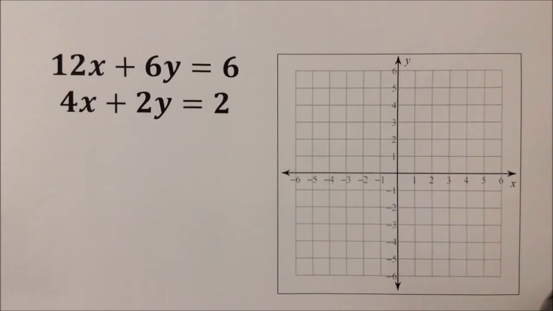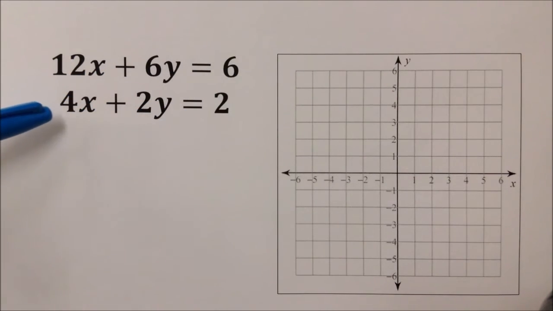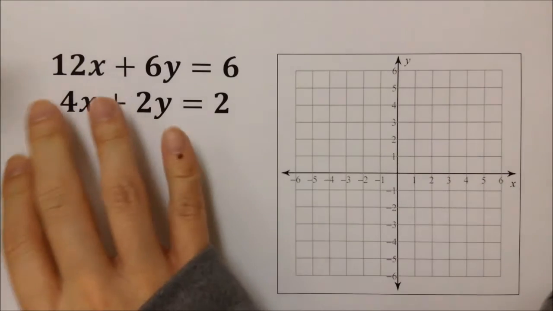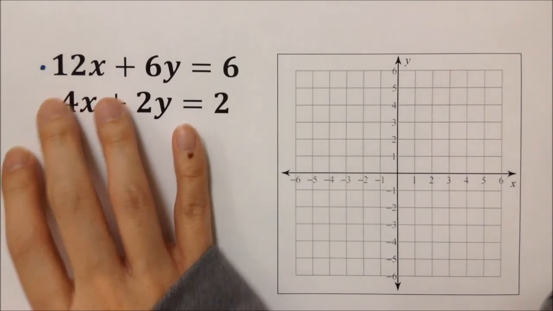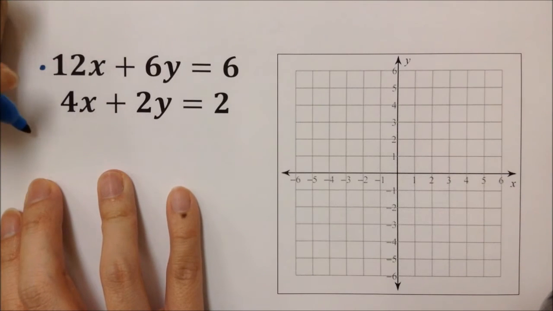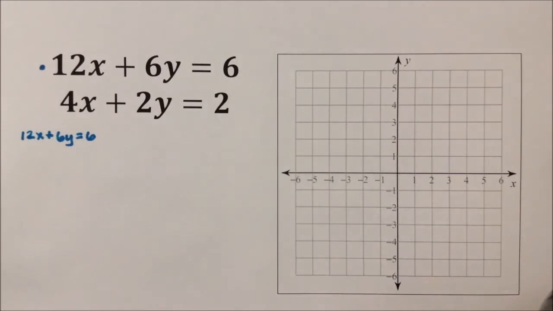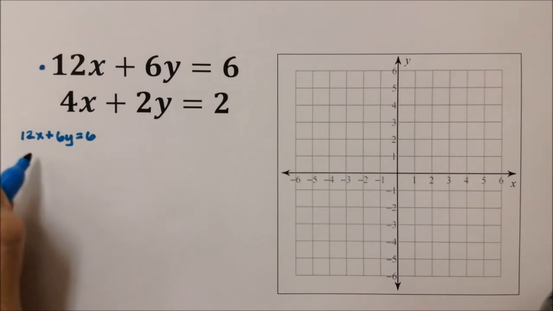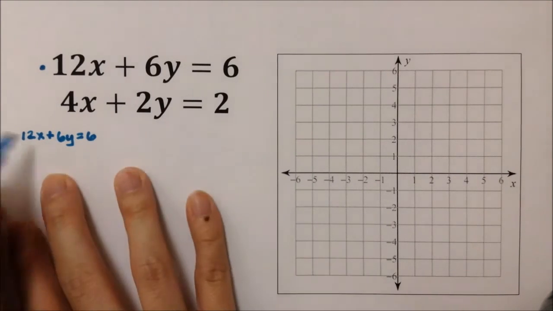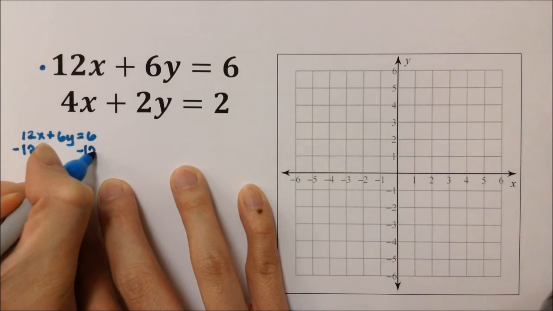Alright, in our fourth example, we have this system: 12x plus 6y equals 6, and the second one, 4x plus 2y equals 2. Alright, so let's convert it into slope-intercept form. So 12x plus 6y equals 6. If I want to get 6y by itself, I need the opposite of 12x, which is minus 12x on the left, and then minus 12x on the right.